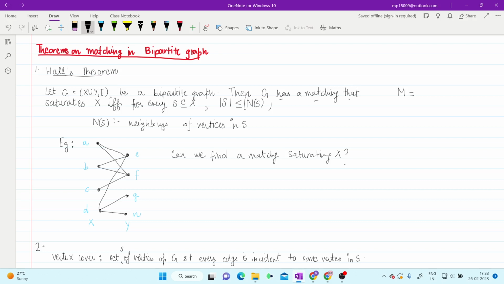So what do we mean by neighbors of S? Let's take this example. These are vertices A, B, C, D, E, F, G, H, and X is the first set. Now if I take my S to be AD, what is N(S)? Can anybody tell? If S is AD, what is N(S)? We are taking all the neighbors of A and D.